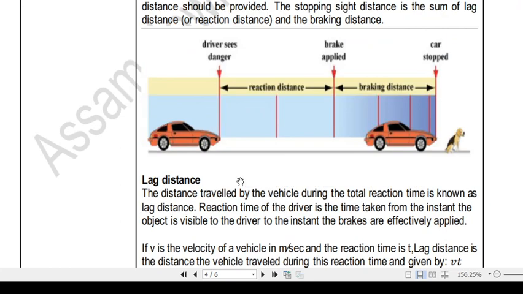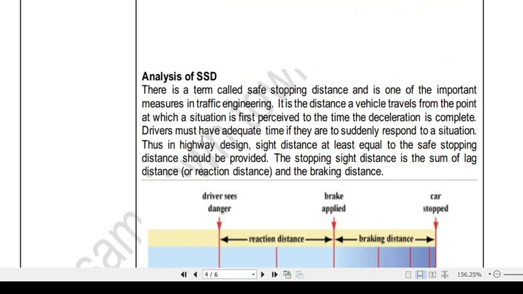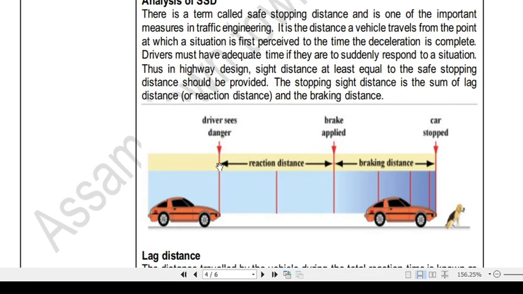So I think it is clear, but let us discuss this again. How is it happening? One driver sees some object, and during the reaction time he decides that he needs to stop the vehicle. During that reaction time he will travel with the desired speed. After that he will apply the brake, and after the application of the brake, the vehicle will stop.